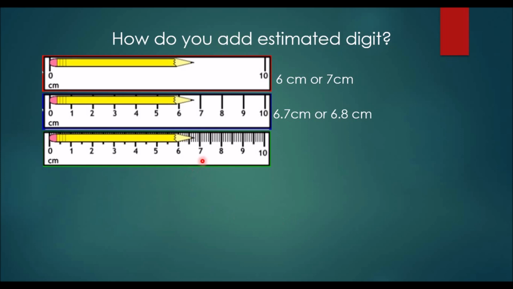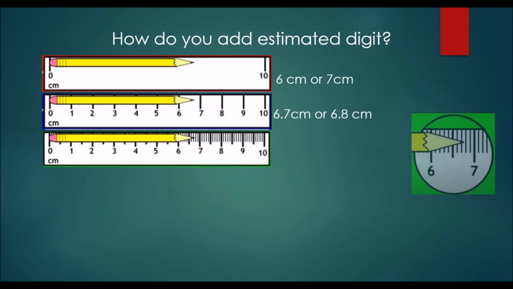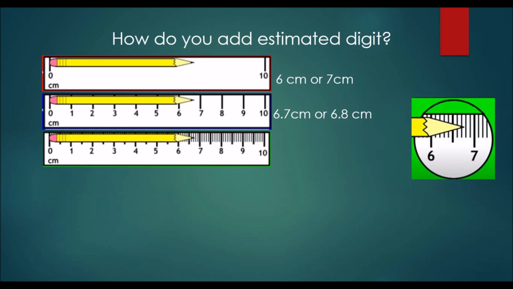We can use a more precise ruler to measure the same object. Here every line is worth 0.1 centimeter or 1 millimeter. If you enlarge the same, we can say it is between 6.7 and 6.8. So we estimate this as 6.75 centimeters or 6.76 centimeters. So we estimate up to the 100th place.